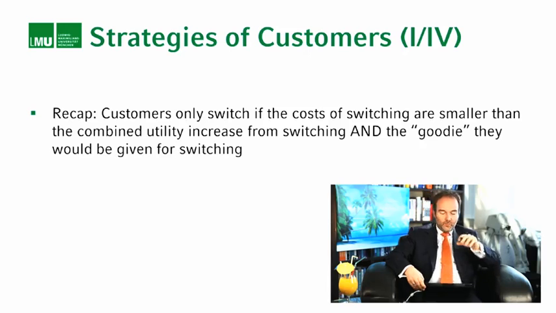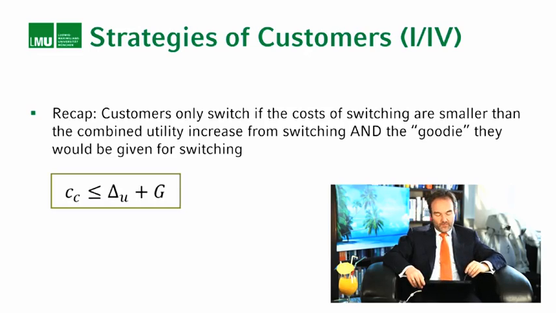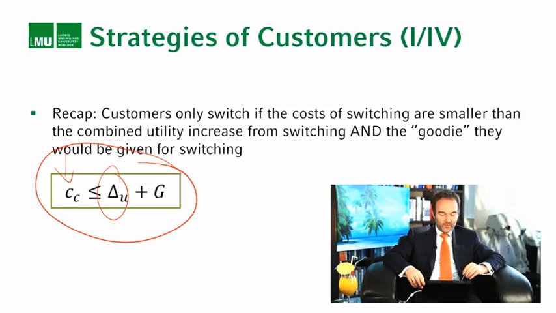And just to recall, consumers will only switch if the costs of switching are smaller than the combined utility increase from switching and the additional goodie that they would receive if they switched. And this is what this inequality tells us. The switching costs have to be smaller than the utility increase and the goodie that they get.